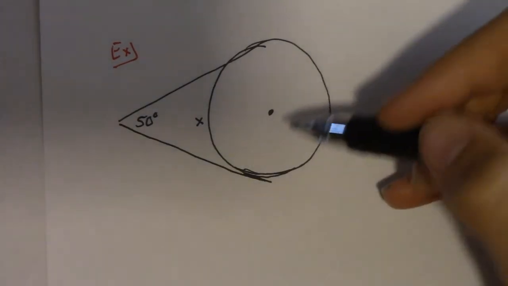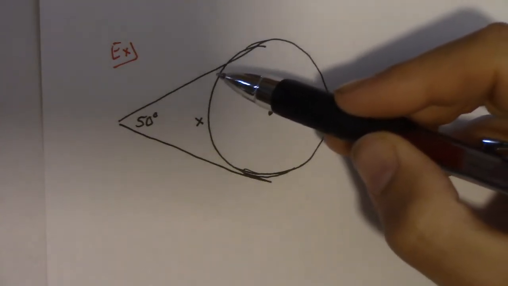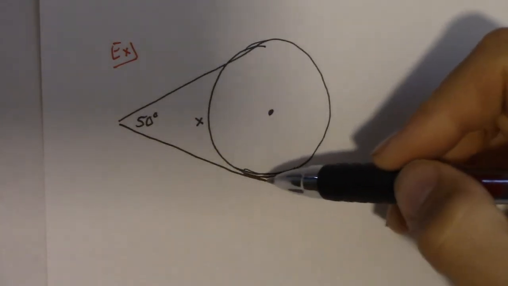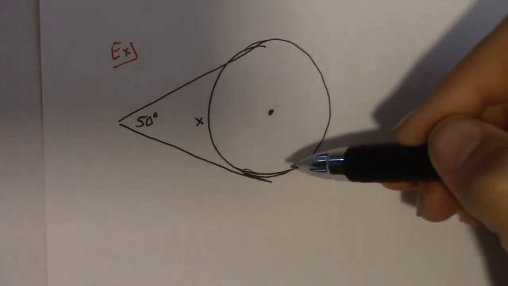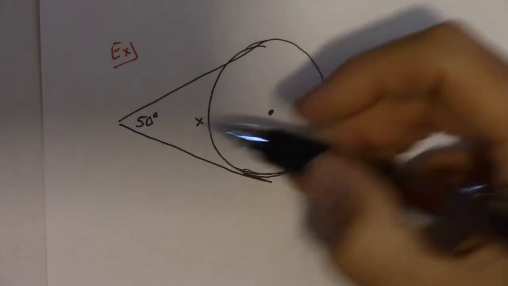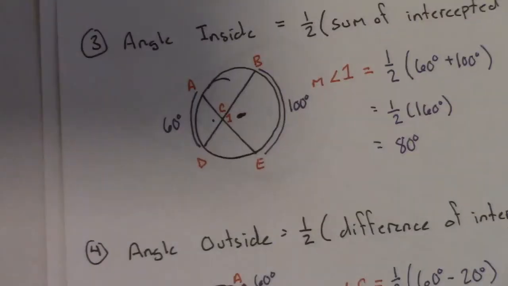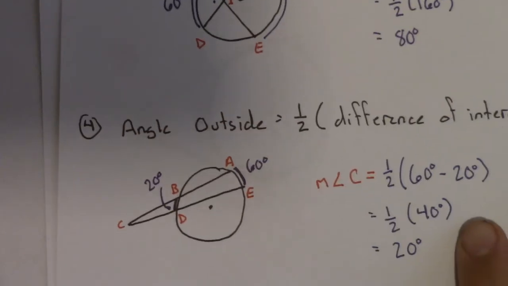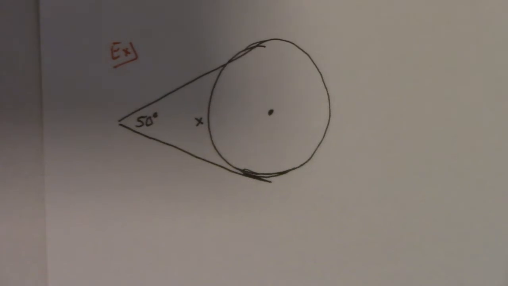So first up, I need to recognize that barring my imperfect drawing skills, these two lines are tangent lines, so they're touching the circle once, okay? So I know that for a detail. I also know that I've got an angle outside, so if I go back to what would be relationship 4 over here, an angle outside is equal to 1/2 the difference of the intercepted arcs.